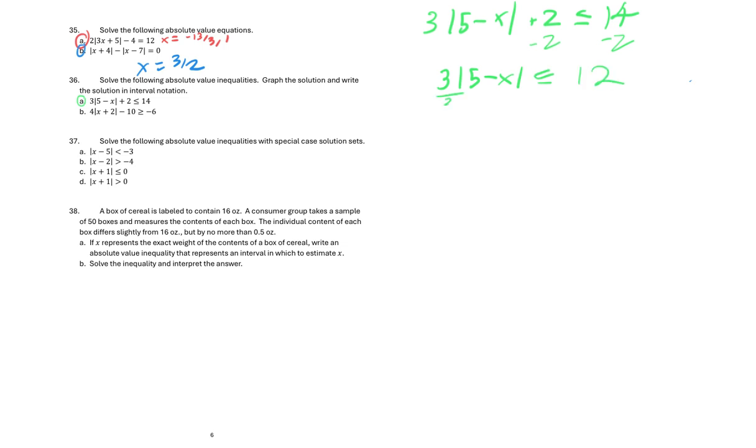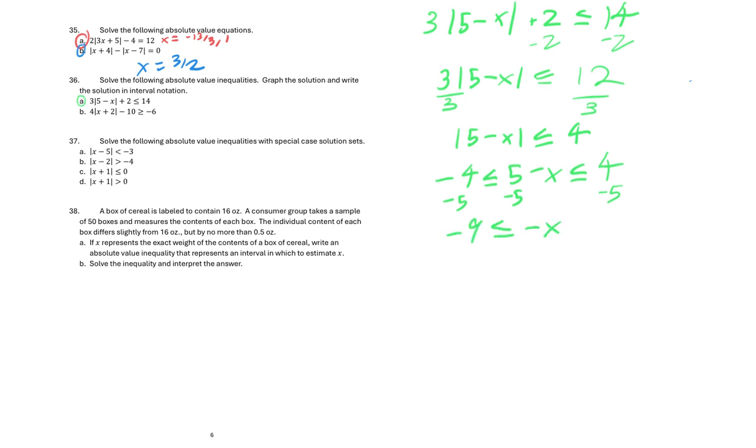Now dividing both sides by 3 to get the absolute value function by itself. We're going to have the absolute value of 5 minus x is less than or equal to 4. Right? Now using what we know about absolute values, we can separate this into minus 4 is less than or equal to 5 minus x, which is less than or equal to 4. Right? Now solving this, I'm going to subtract 5 from all sides first.